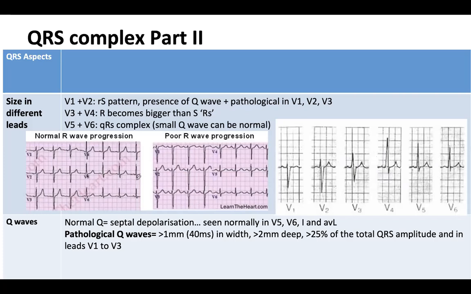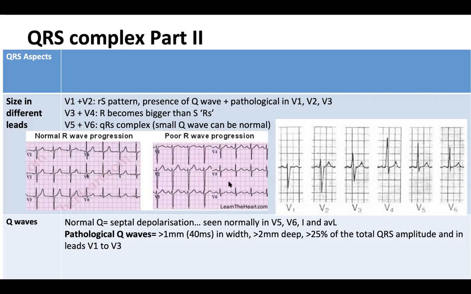Okay, and here you can see poor R wave progression, because in V1 you can see the R wave is there. It's there in V2, V3, but it's not getting any bigger. It's almost the same size as the S wave. It's not getting any bigger than the S wave. Causes for poor R wave progression could be an anteroseptal MI, left ventricular hypertrophy, Wolff-Parkinson-White, left bundle branch block, and don't ever forget dextrocardia.